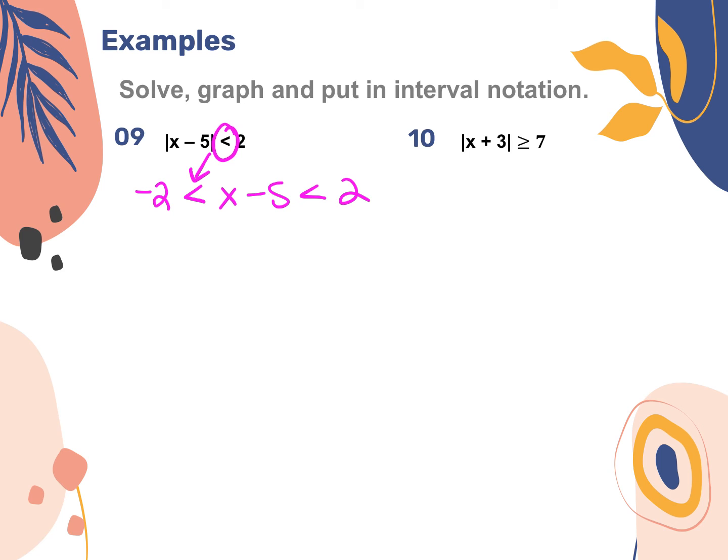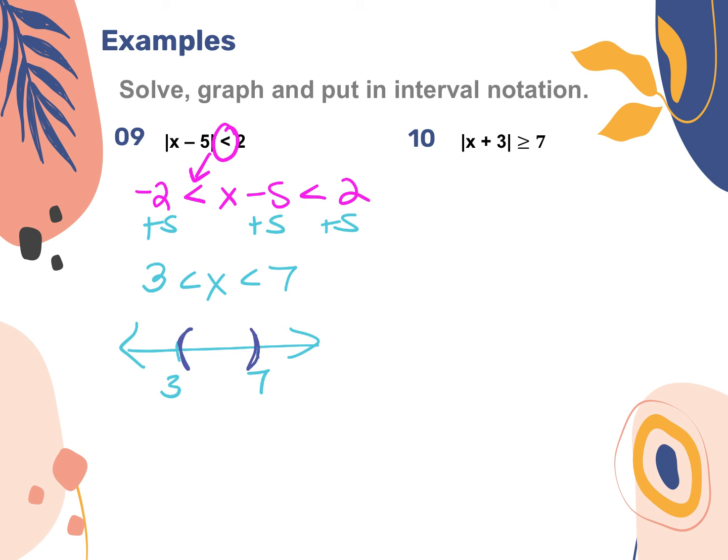So I'm just going to add the 5 in all 3 spots. And I get 3 is less than x, which is less than 7. My number line, 3 and 7, parentheses on both, shading in between. Interval notation would be (3, 7) with parentheses on both.